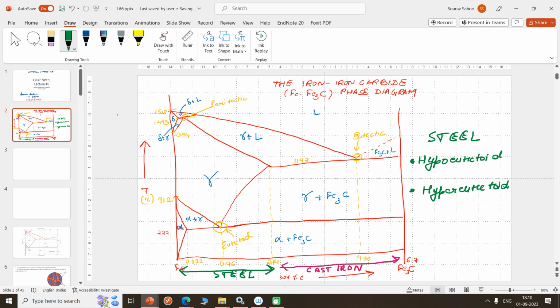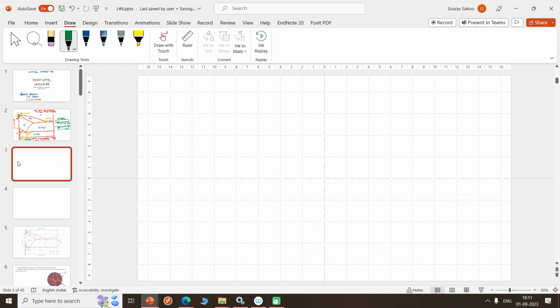So if you just consider this part of the phase diagram, so basically this part of the phase diagram below the 2.14 weight percent. So if our concentration of carbon lies less than 0.76, we call it hypoeutectoid, and if our concentration of carbon is greater than 0.76, less than 2.14 of course, then we call it hypereutectoid steel. So we'll just quickly see what are the different phases that we can get in both the alloys of steel.